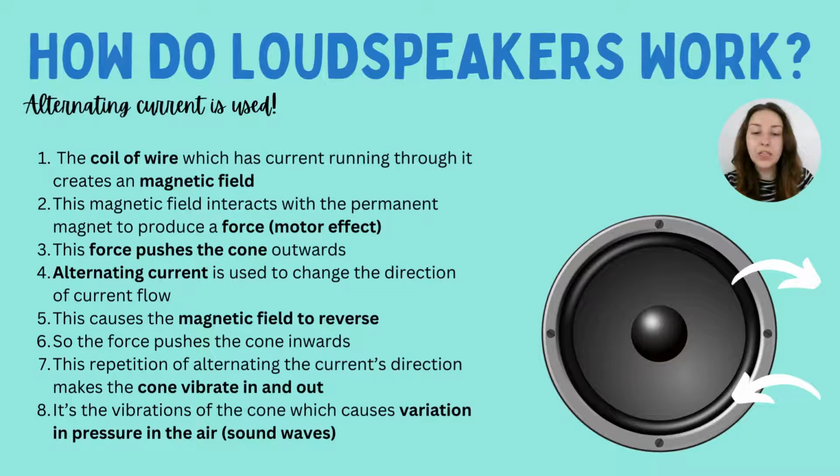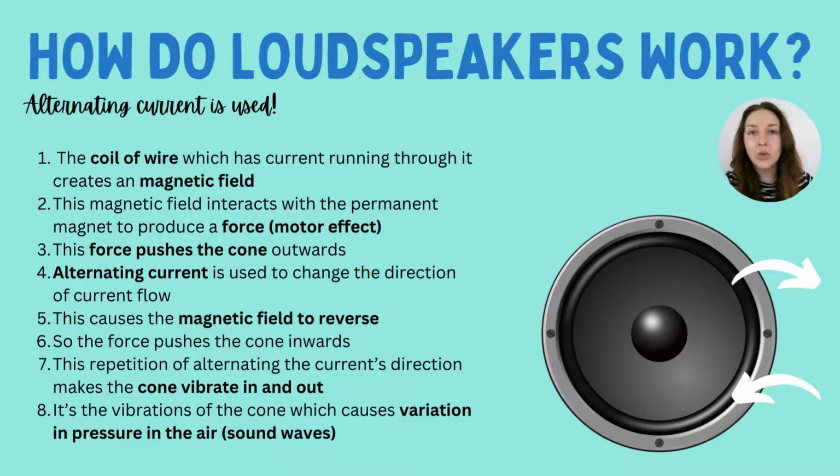So the cone is pushed outwards to begin with. And then the alternating current flowing through those wires helps change the direction of current. And as we know, if you change the direction of current, using our Fleming's left-hand rule, it therefore changes the direction of the force being applied, and therefore the reverse will happen. So the cone will move back inwards. And this moving in and out of the cone causes this repetition. It causes the cone to start to vibrate, which is exactly what we want, because those vibrations of the cone are what causes that variation in pressure.